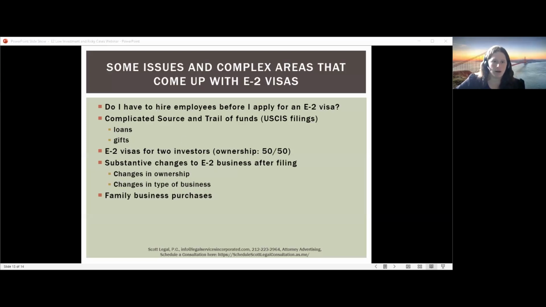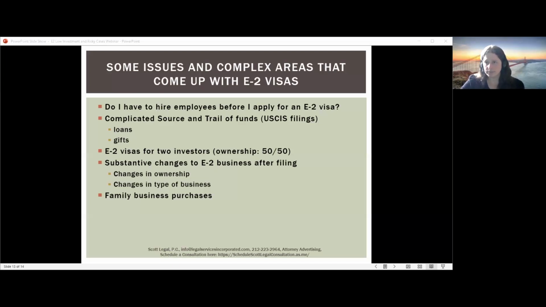Something else to consider are substantive changes to the E-2 business after filing. There are times when people will get a five-year visa, and they think, okay, great, I have my work visa, I can just proceed like that. However, in order for the visa to remain valid, the business needs to continue to meet the E-2 requirements. So if there's a change in ownership where the company is no longer at least 50% owned by treaty country nationals, that's going to be very problematic. That means the visa is really no longer valid as of the time it's sold or the ownership changes.